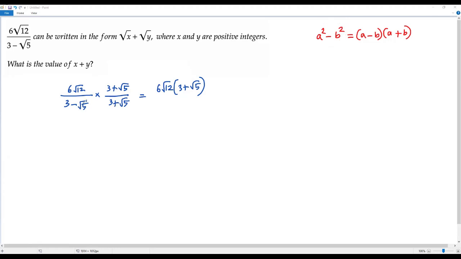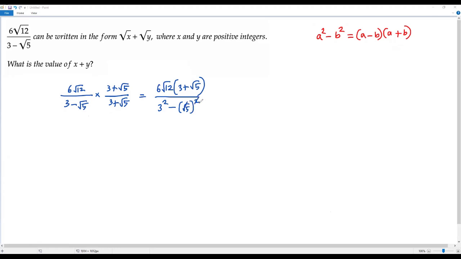Now, let's consider the multiplication of these two binomials: 3 minus square root of 5, 3 plus square root of 5. The product of these two binomials is exactly in this form. So we can write the product as the difference of two squares, a square minus b square. For that, in the place of a, we write 3. In the place of b, we write square root of 5. Then we get 3 square minus square root of 5, the whole square.